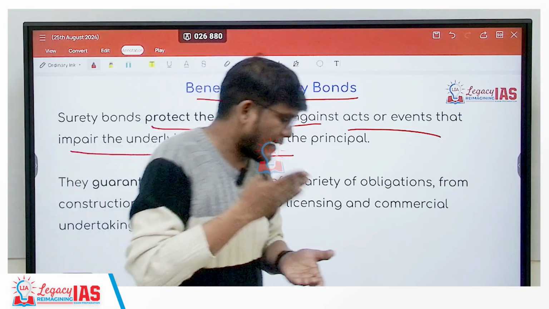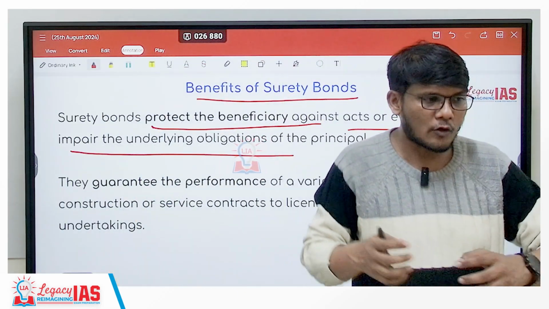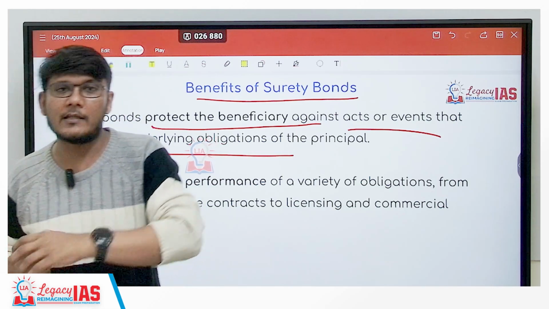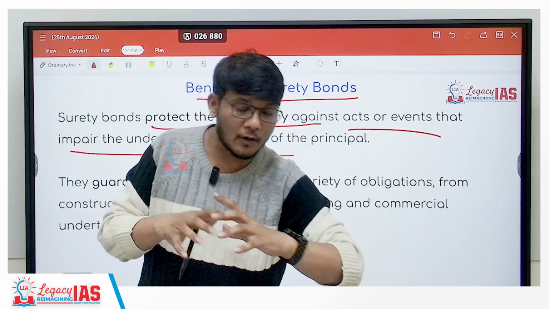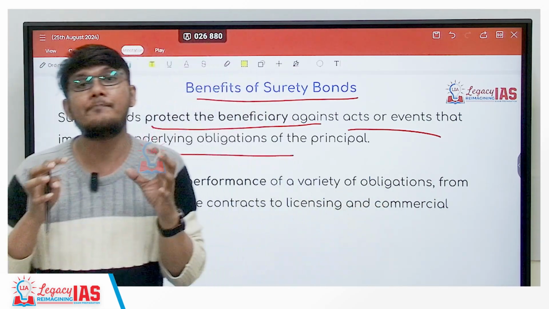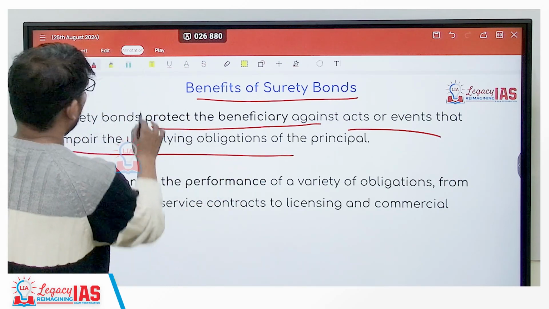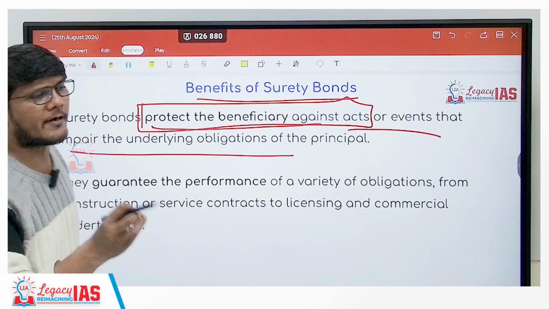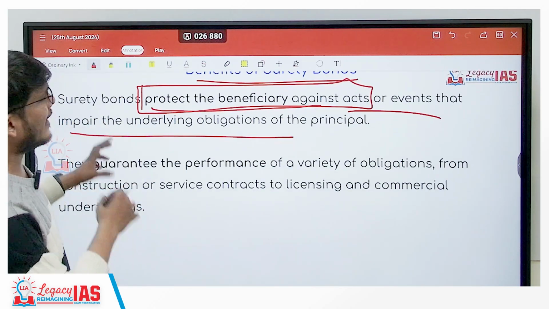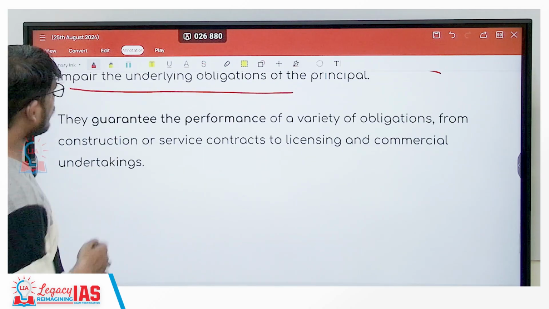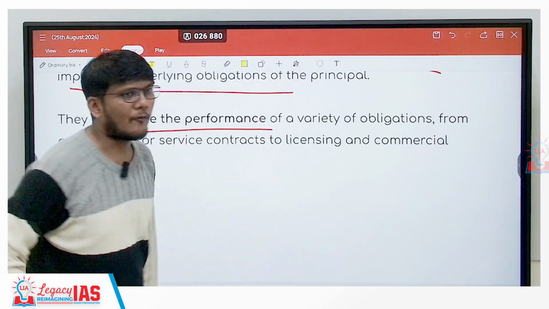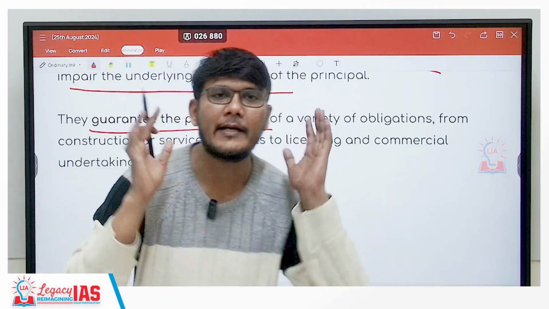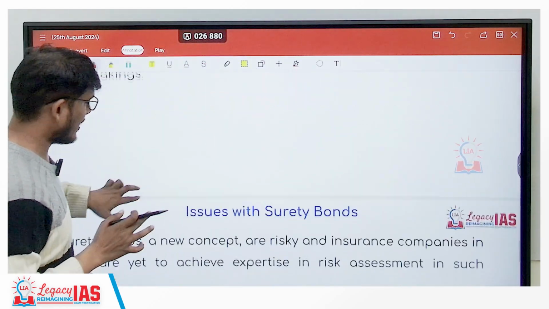Now, if there is a surety bond and the contractor is not able to implement the obligation, then the government need not worry because they'll get the money from the surety bond. So it protects the beneficiary against anything which may stop the contractor from standing up their side of the bargain. It is basically the guarantee of performance. It is a guarantee that this act will be performed. If not, you will get this money.